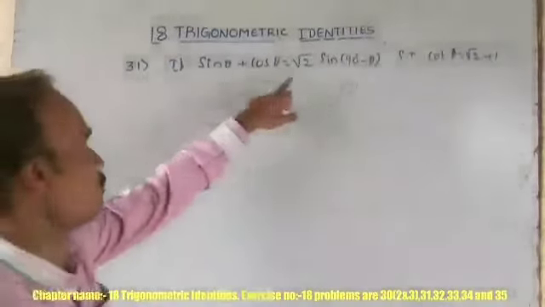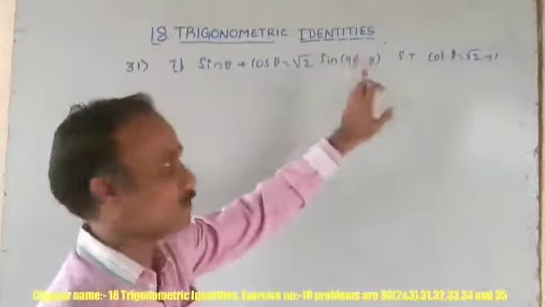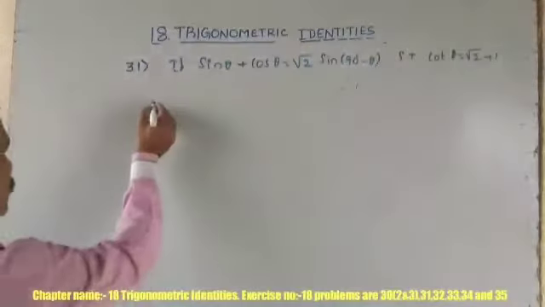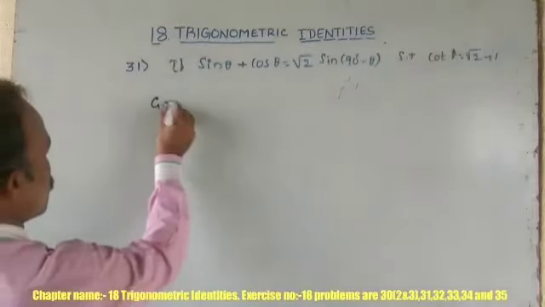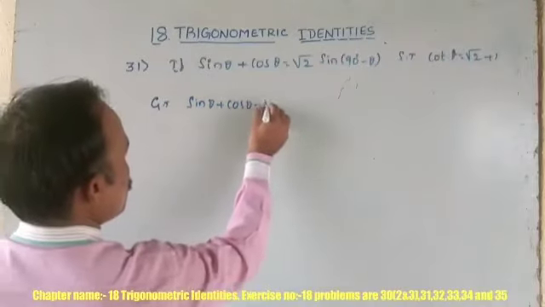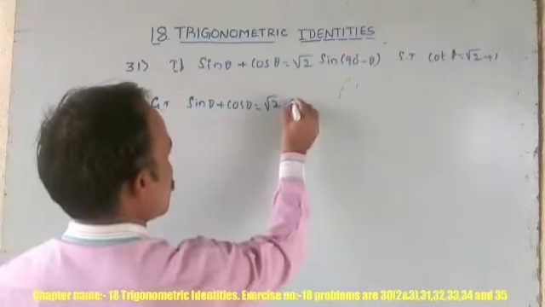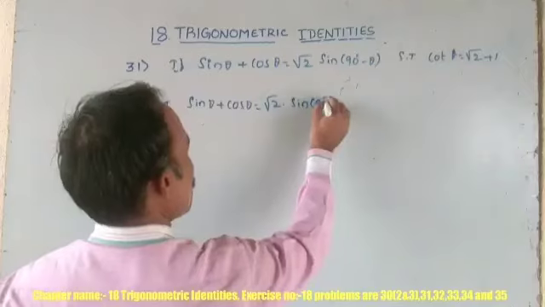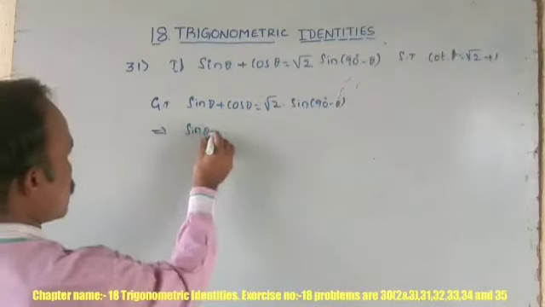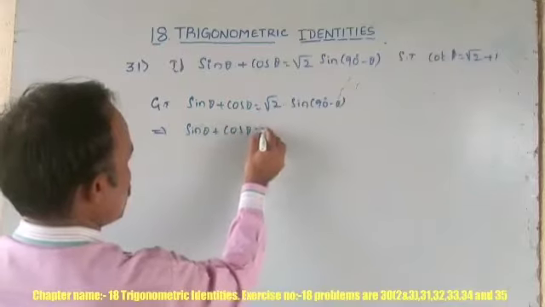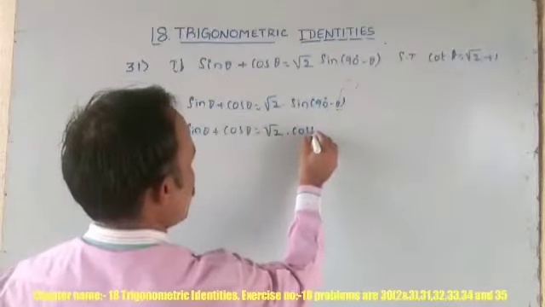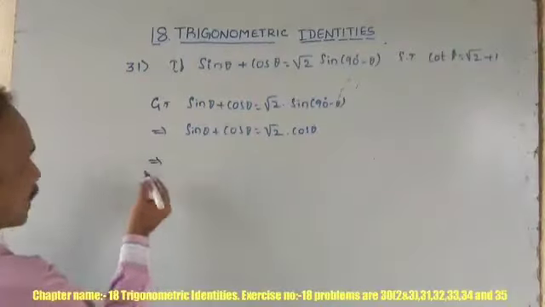Given that sin theta plus cos theta is equal to root 2 into sin of (90 degrees minus theta). We have to show this value of cot theta is equal to root 2 plus 1. So sin theta as it is plus cos theta is also as it is, equal to root 2 sin of (90 degrees minus theta), that is cos theta, by using trigonometric ratios of complementary angles.